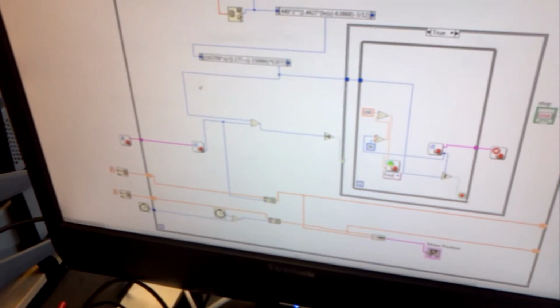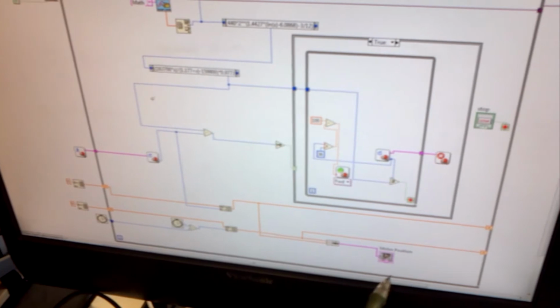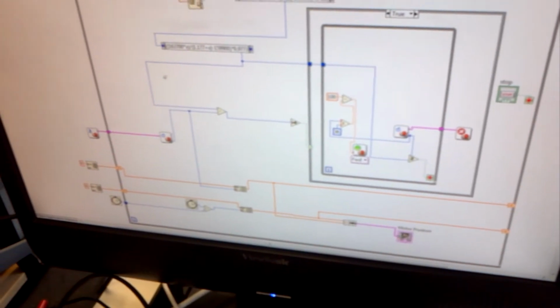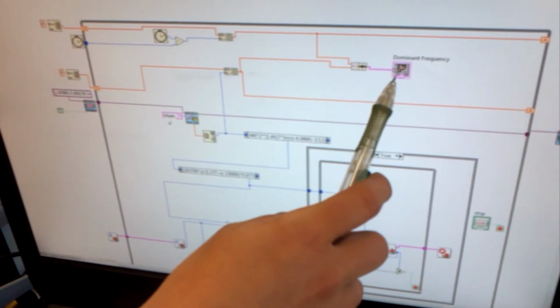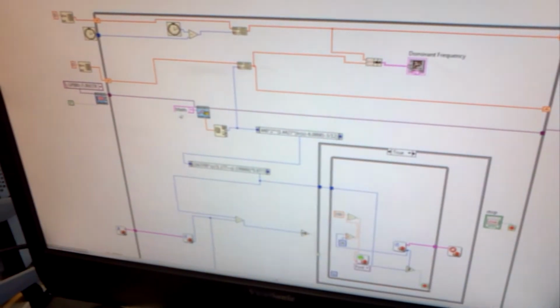And we have some lovely graphs. This right here gives us the motor position as a function of time. And this right here gives us the dominant frequency that's being detected as a function of time.